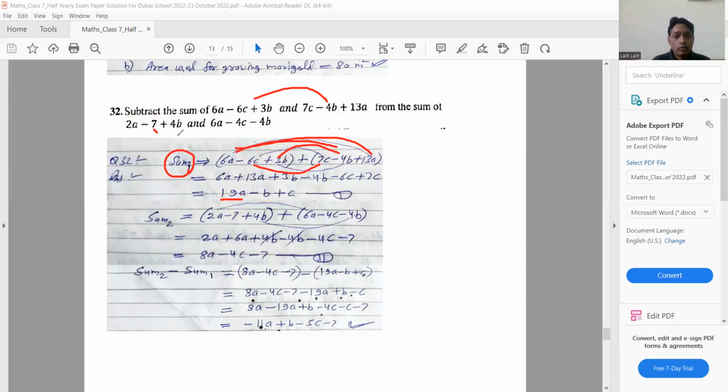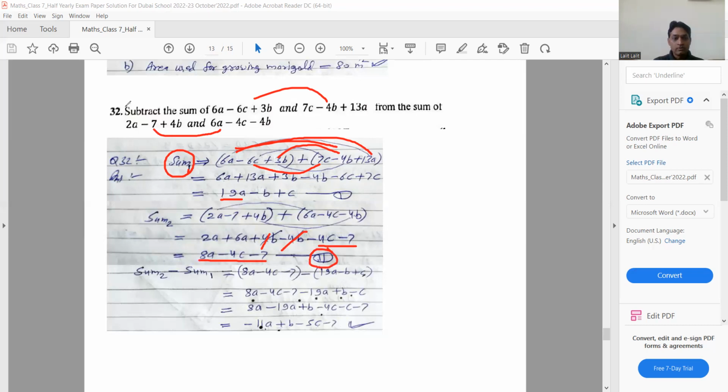Now sum 2. What is sum 2? This is the second, third and fourth algebraic expression, so we have to add both of them. So 2a minus 7 plus 4b plus 6a minus 4c plus 4b. Now we need to add or subtract like terms. So 2a plus 6a plus 4b minus 4b minus 4c minus 7. The 4b and 4b with different signs cancel each other. Then the answer is 8a minus 4c minus 7. This is equation number 2.